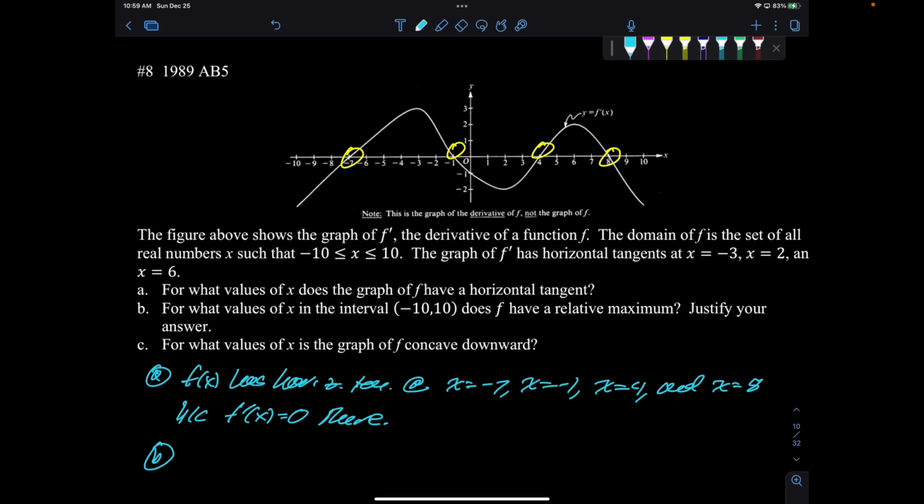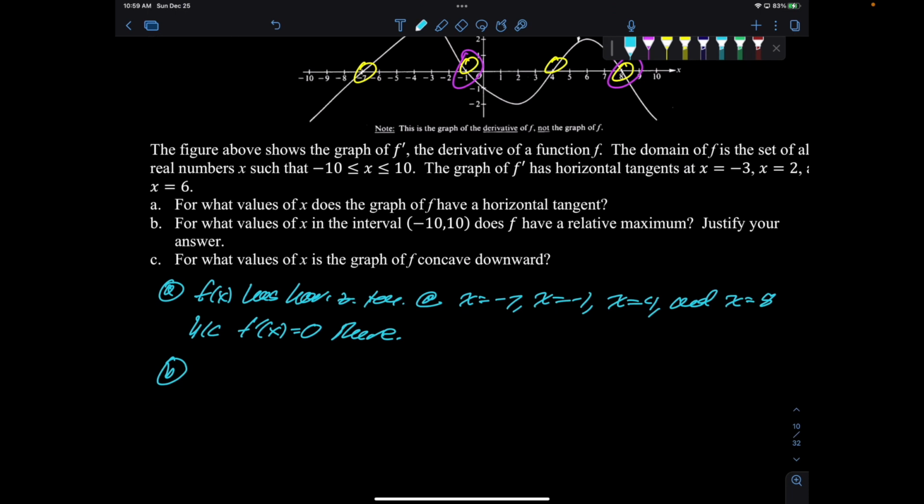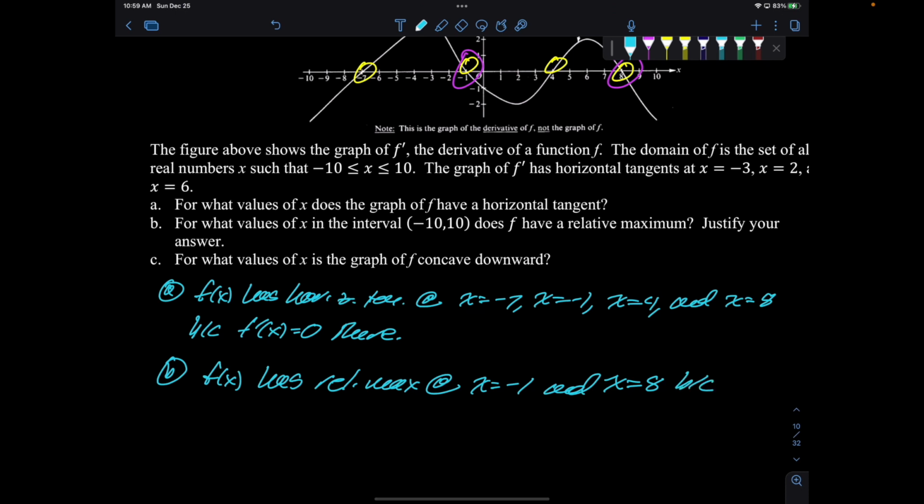A relative max is when f goes from increasing to decreasing, which means f prime goes from positive to negative. So that would be here and here. So let's answer: f of x has a relative maximum at x equals -1 and x equals 8. And our reason is because f prime changes from positive to negative there.